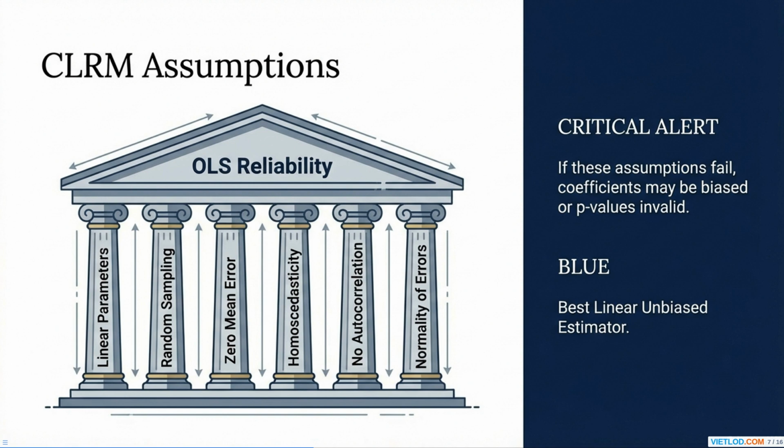For our estimates of beta 1 and beta 2 to be reliable, a set of assumptions must be met. Let's examine these critical assumptions next.